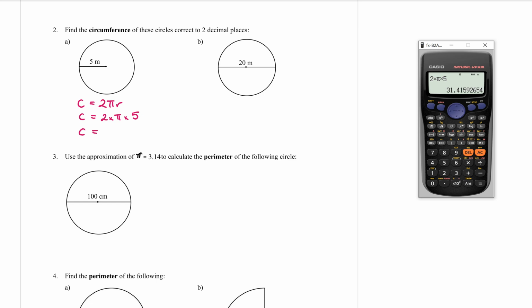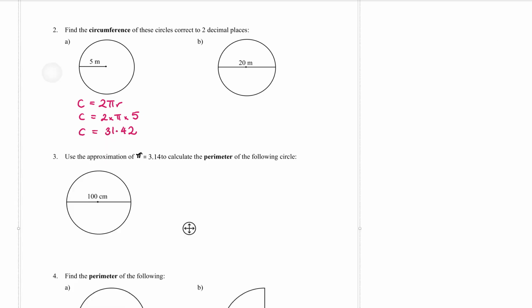Now, because that pi is always such a big long decimal number, every time you do a question that involves pi, you are going to have to round your answer. So this question asks us to round to 2 decimal places. That means I want the 4 and the 1, and I need to round off after that. Because it's a 5, I'm going to have to round that up to be 31.42. 31.42, and the units are meters.